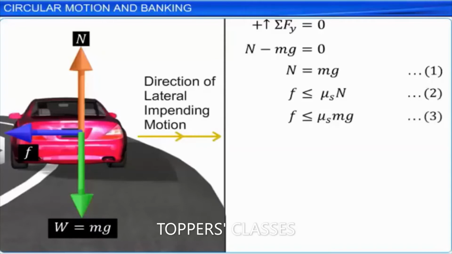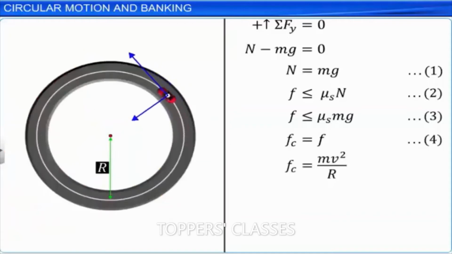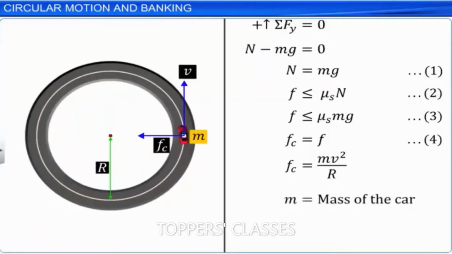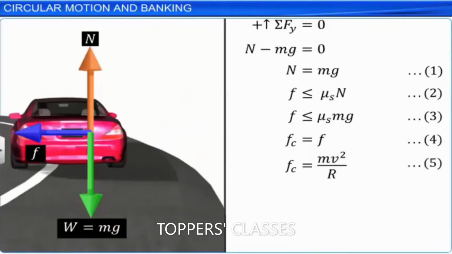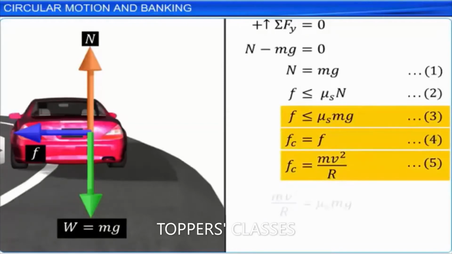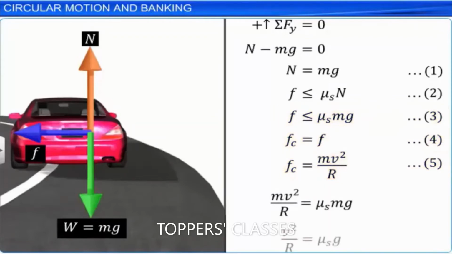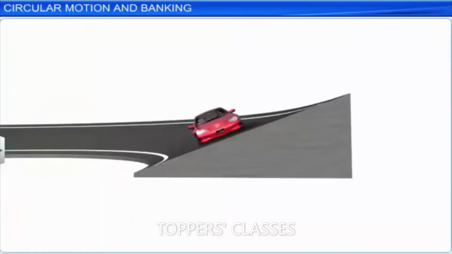The centripetal force, Fc, is equal to the frictional force F. Let this be equation 4. However, Fc is equal to mv square by r, where m is the mass of the car, v is the velocity of the car, and r is the radius of curvature. Let us call this equation 5. Substituting equations 3 and 5 in equation 4 and simplifying, we get maximum velocity, Vmax, as the square root of mu s r g. That was about a car moving on a level, curved road.